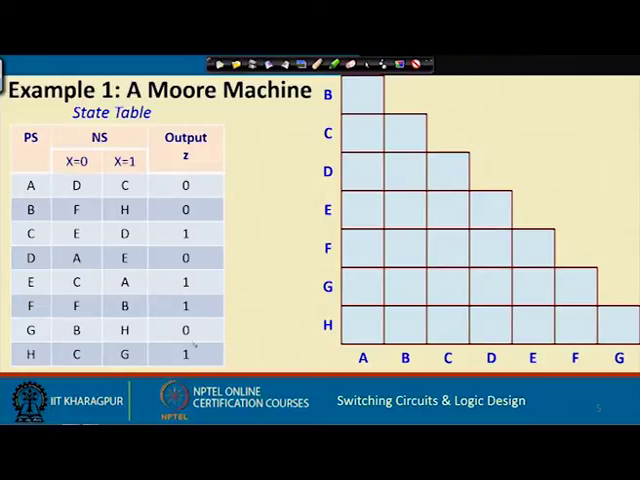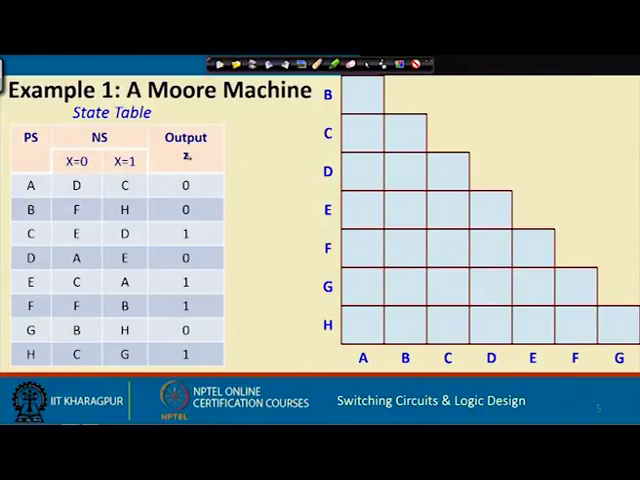So, the output I am showing only once, or else I could have written D comma 0, C comma 0, F comma 0, H comma 0, E comma 1, D comma 1, that is also okay. But because it is a Moore machine, I have shown the output as a separate column.